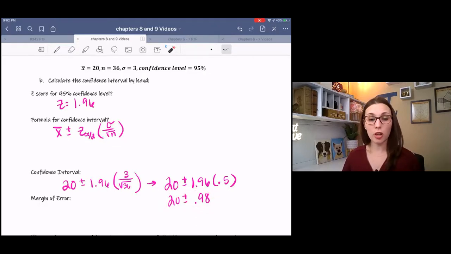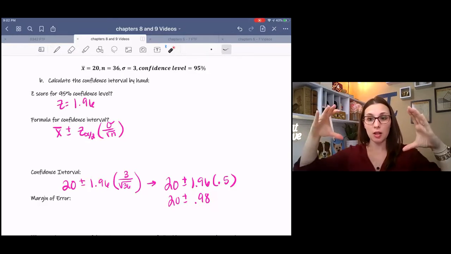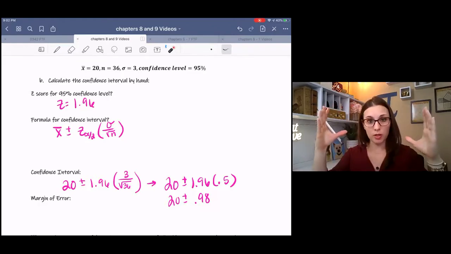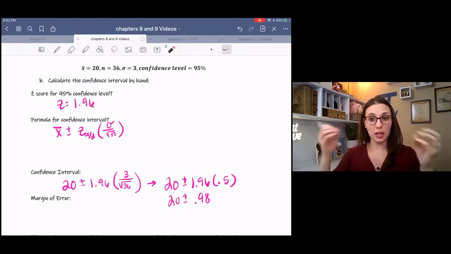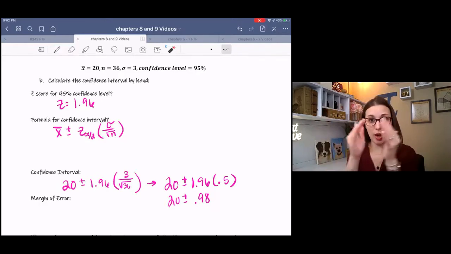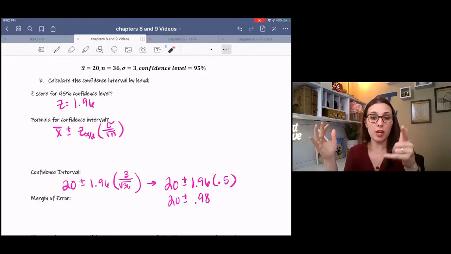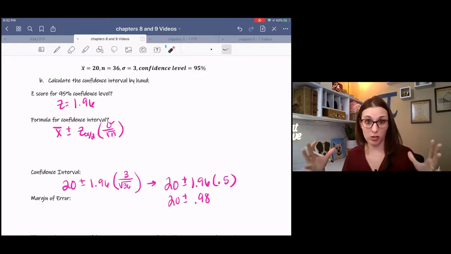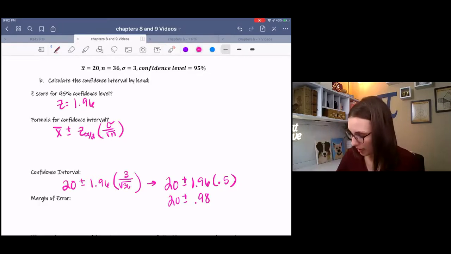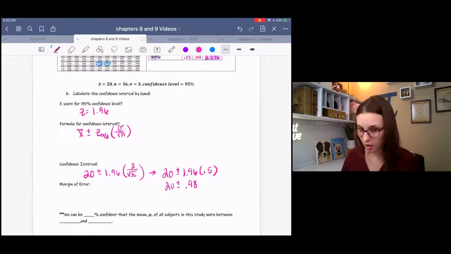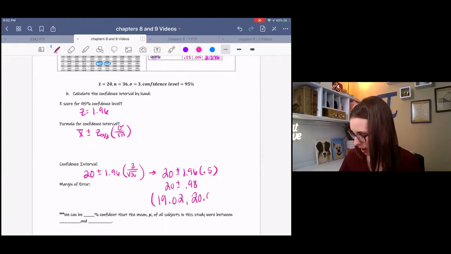But when it's asking for a confidence interval, an interval has a beginning point and an end point. And what it means is there's all these values in between those points where we're 95% sure the population mean lies. So there's this range of values, and we're saying that we're 95% confident that the population mean is within that range of values. And that range of values goes from 19.02 to 20.98.